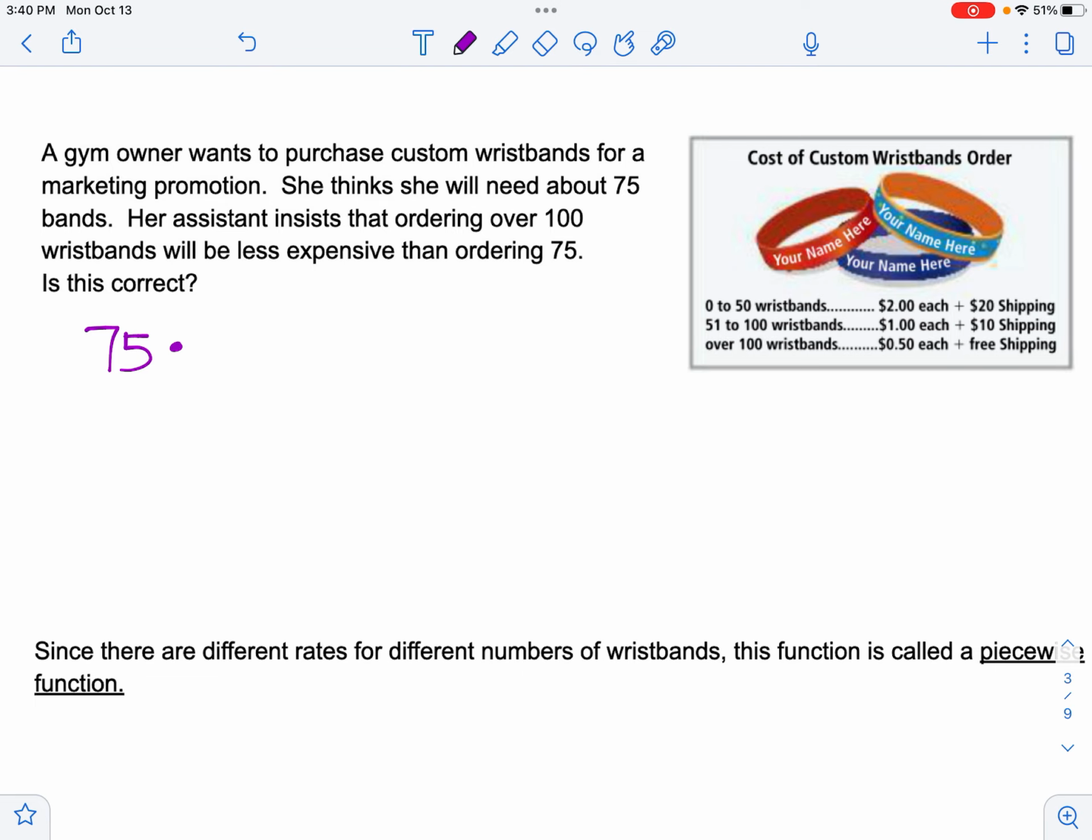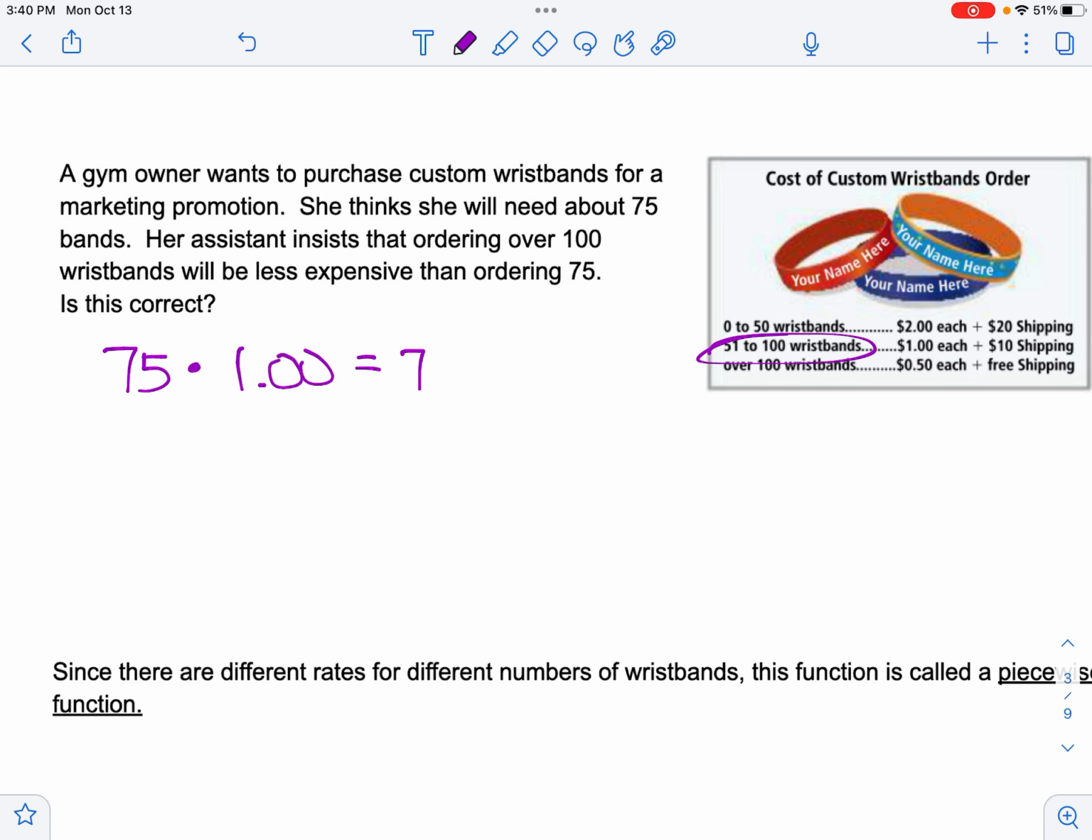75 times, now according to this, 51 to 100 wristbands is $1 a piece. Okay, so that gives us $75. And it also says I need to add $10 shipping. So that brings me to 85 bucks.